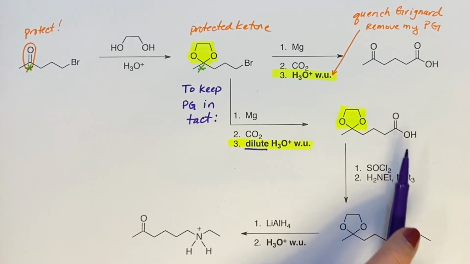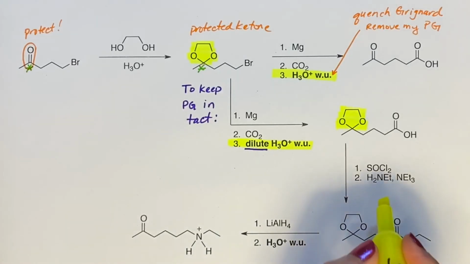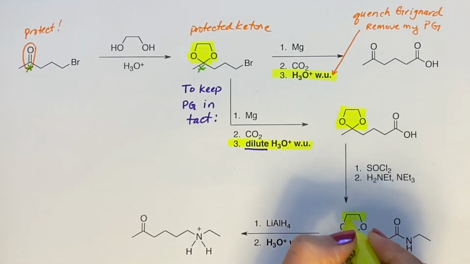There's a lot of reactions I could do from this point, and so I have to remember that my ketal is stable to basic conditions and will hydrolyze under acidic conditions, so I need to be very careful with the conditions of my reaction as I continue to go forward. So if I wanted to convert that carboxylic acid to an acid chloride and then to an amide, I could use thionyl chloride followed by ethylamine in combination with triethylamine in order to make this amide. And as I go throughout this step, notice that my ketal remains intact.